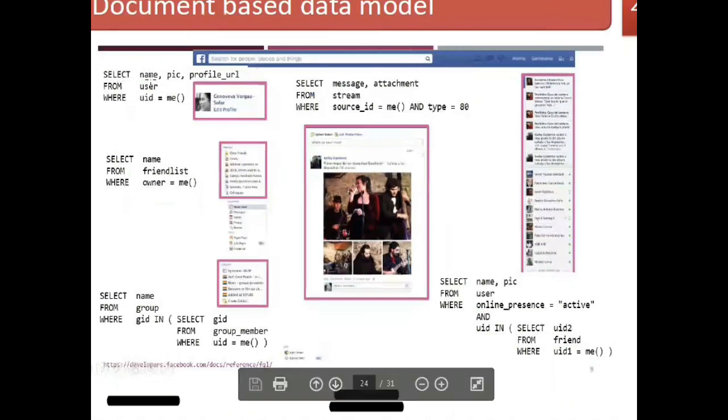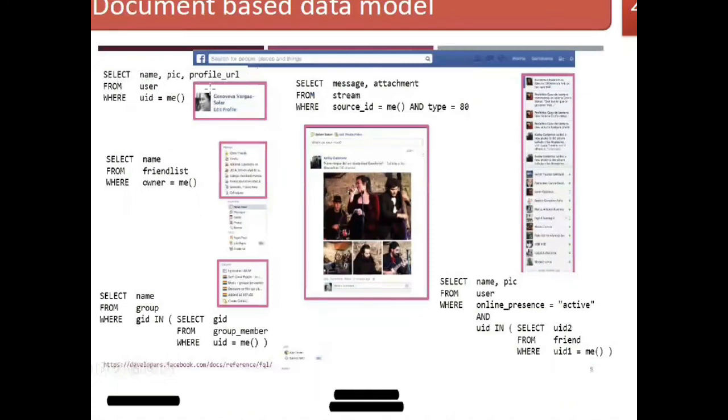Here you can see select name, picture, profile URL from user, where user ID equal to me. Me is actually a function. This is not the value here. Me, open and close parenthesis, it is a function. So what is the function using? That result will be compared with the user ID that is stored in the user ID, and that user ID will be checked with the where condition.